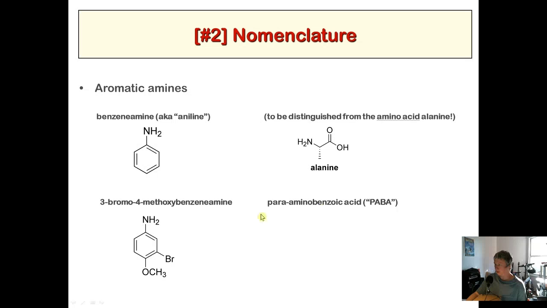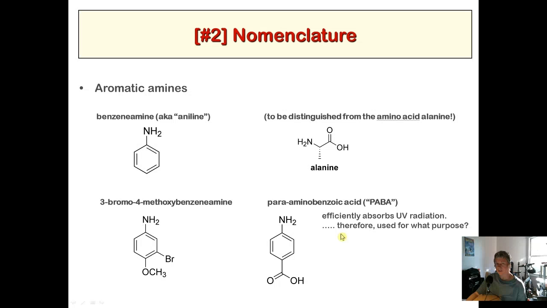Para-aminobenzoic acid. So benzoic acid is, of course, a benzene with the carboxylic acid. Para-amino would be an NH2 on the other side of it, and that's this molecule. And it absorbs ultraviolet radiation, so what could it be used for? Maybe in our daily lives, and it's a sunscreen. So it looks like the sun's smiley face got burnt on the other guy's chest.